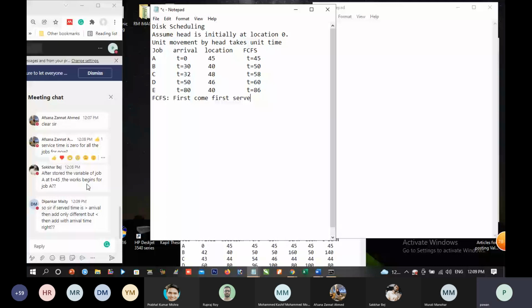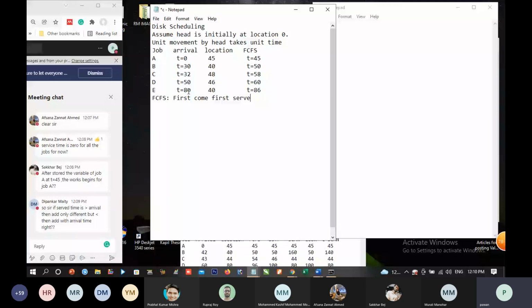If serve time is greater than the arrival time, fine, then add only the difference. But if serve time is less than the arrival time, then add the difference with the arrival time. Is it correct? Simple. The difference will always be added. Either it will be added with the serve time or it will be added with the arrival time. Because here the difference of 6 is there. The difference of 6 we are adding in the arrival time.